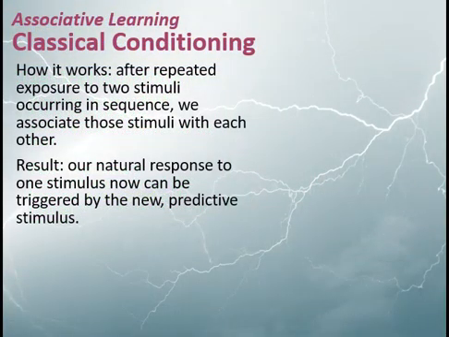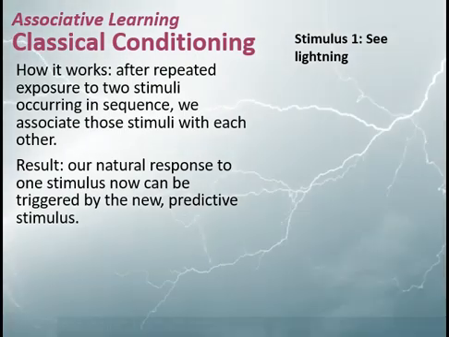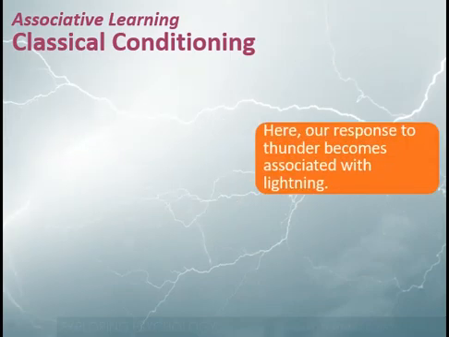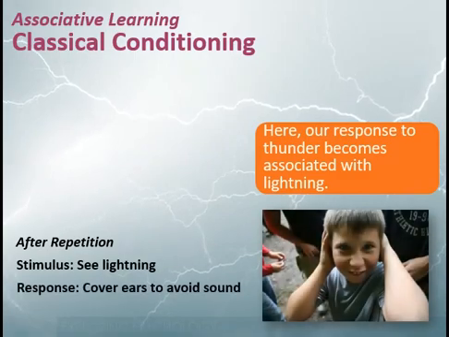Associative learning, classical conditioning. How it works. After repeated exposure to two stimuli occurring in sequence, we associate those stimuli with each other. The result, our natural response to one stimulus now can be triggered by the new predictive stimulus. Stimulus 1, lightning. Stimulus 2, hear thunder. Here, our response to thunder becomes associated with lightning. After repetition, the stimulus of seeing lightning causes a response in us, for example, to cover our ears to avoid sound.